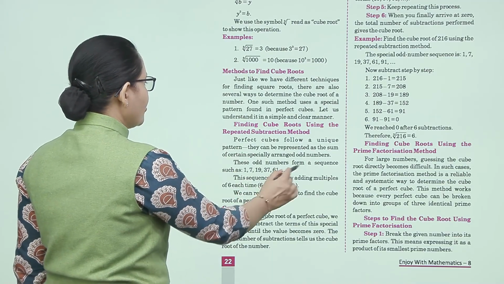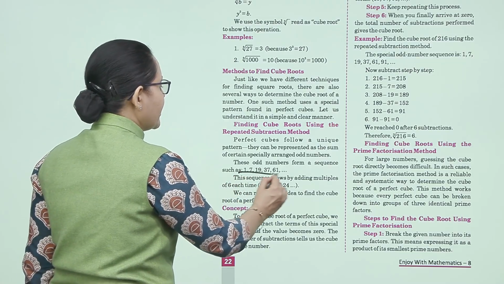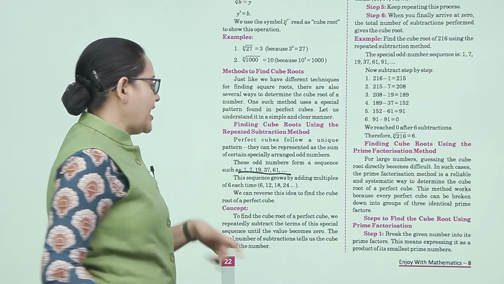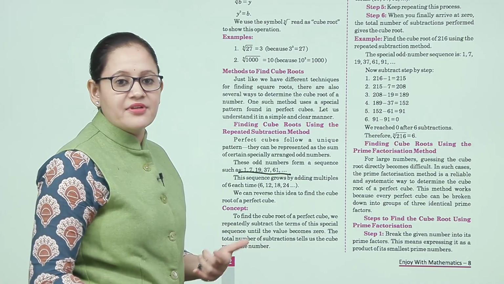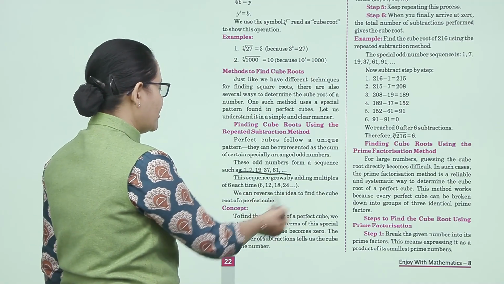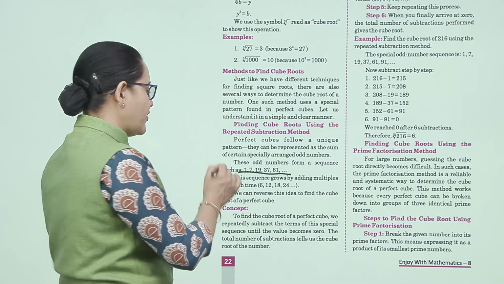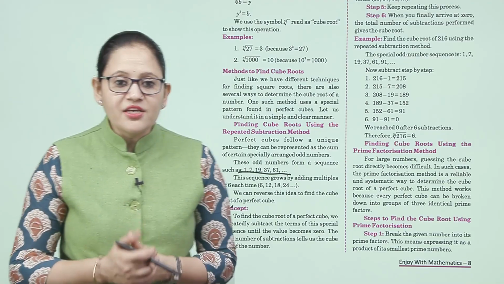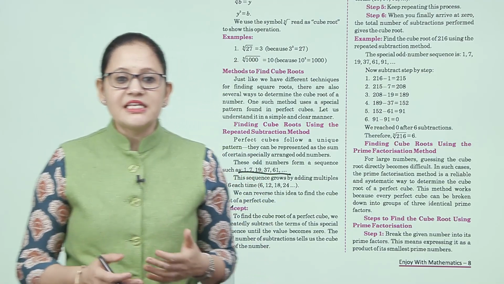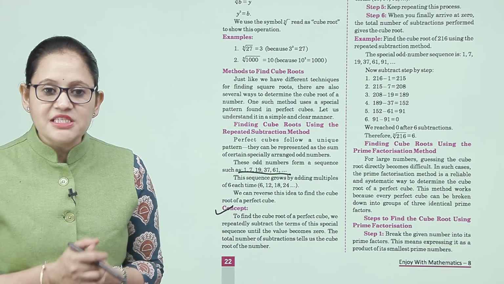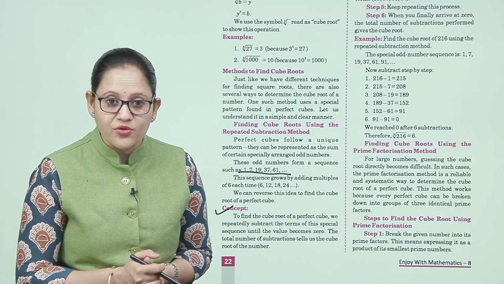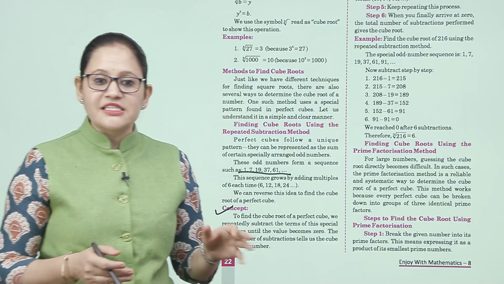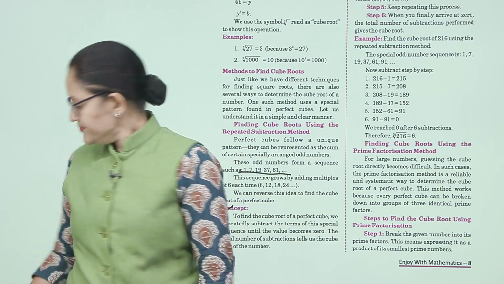Now we will see these odd numbers from the sequence such as 1, 7, 19, 37 and 61. The sequence grows by adding multiples of 6 each time, like 6, 12, 18, 24. So we can reverse this idea to find the cube root of a perfect cube. Concept: to find the cube root of a perfect cube, we repeatedly subtract the terms of the special sequence until the value becomes 0. The total number of subtractions tells us the cube root of the number.